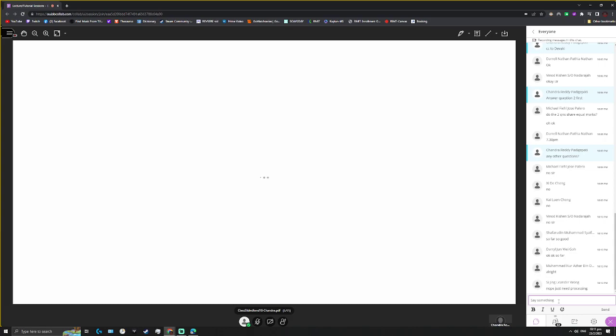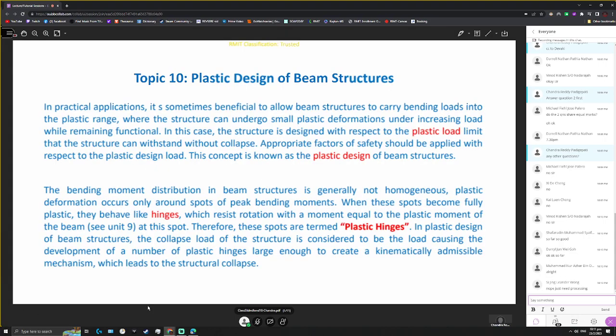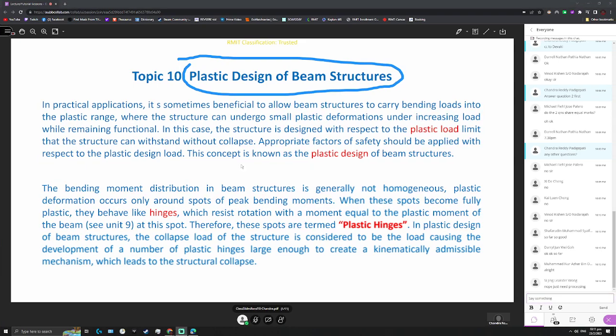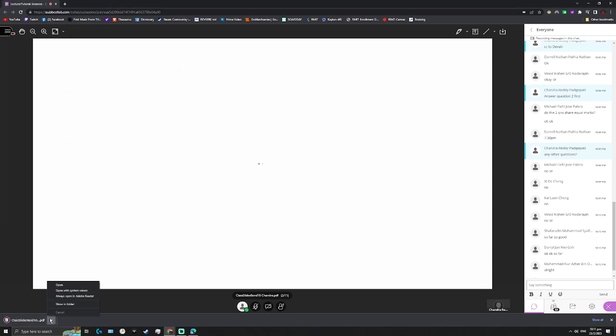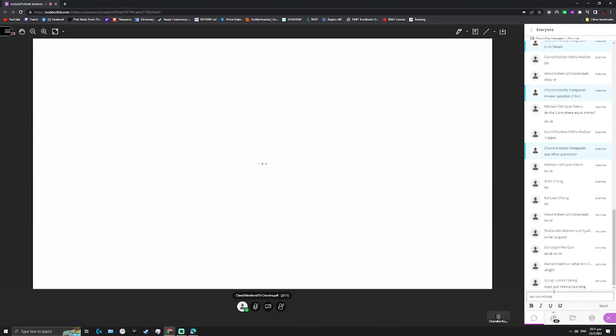Okay, so the next topic is about plastic design of beams. I'll not go through everything on this, just touch upon it. So this is plastic design of beam structures. What happens when materials undergo plastic deformation? Sometimes it may be advantageous to have some amount of deformation in the structures. Those aspects we'll be discussing under plastic deformation. The important concept here is the plastic hinge.